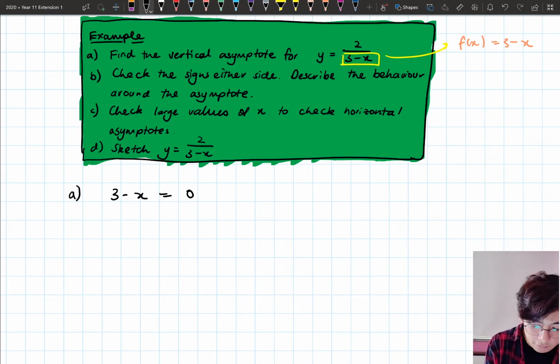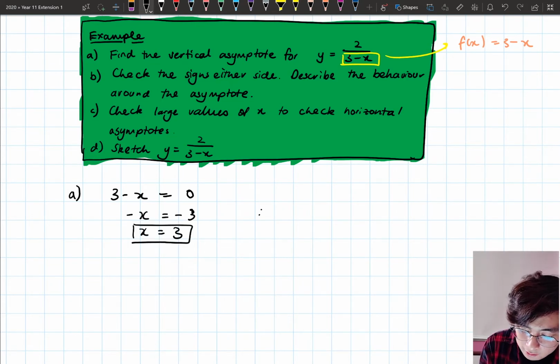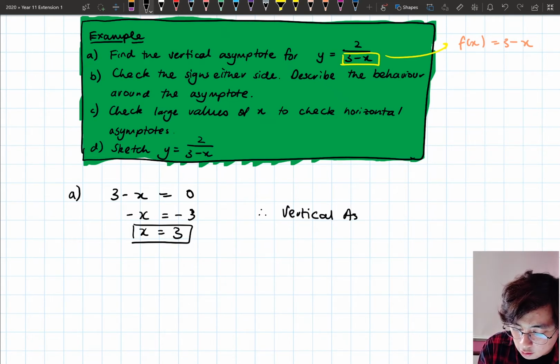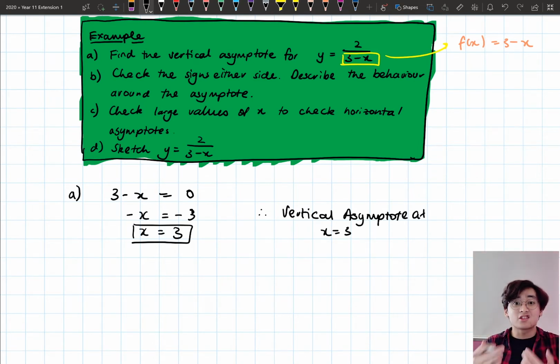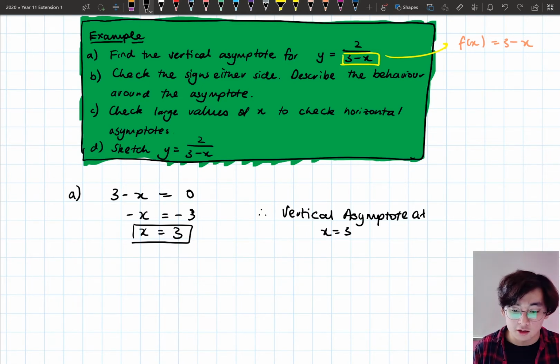So let's solve that. We've got 3 minus x is equal to 0. I'm going to move the 3 to the other side, so negative x is equal to minus 3. So our vertical asymptote is going to be at x is equal to 3. When we solve the denominator, or the function at the bottom of our reciprocal, that gives us the vertical asymptotes.